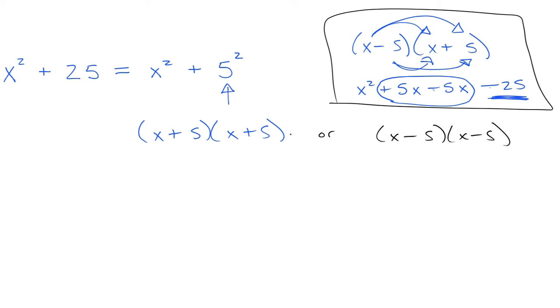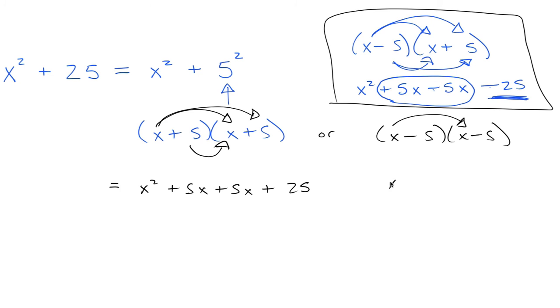Okay, both of those are going to give me positives, no matter what. But the problem is that the middle term isn't going to disappear. I'm going to end up with an x term in both of these cases. So x times x is x squared, but then I'm going to have plus 5x, plus 5x, plus 5 squared, which is 25. Or over here, I get x squared minus 5x minus 5x plus 25.